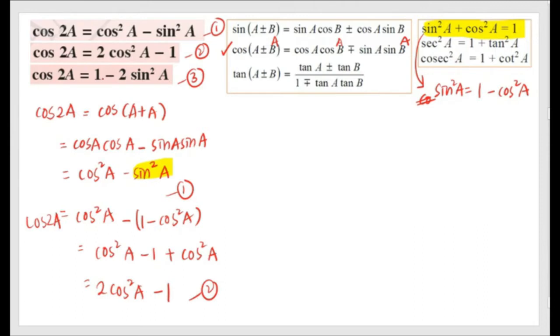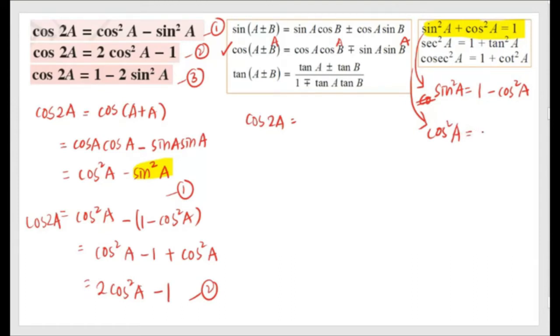Then another one: how are we going to change it into 1 minus 2 sine square A? Now we don't want cos, we want to make it into sine. So how do we do it? Same thing, from the first equation, cos square A minus sine square A. We don't want the cos. Then how do we change it? What is the cos square A?